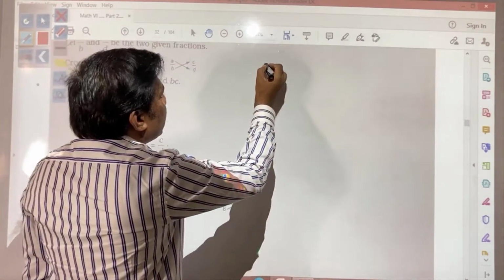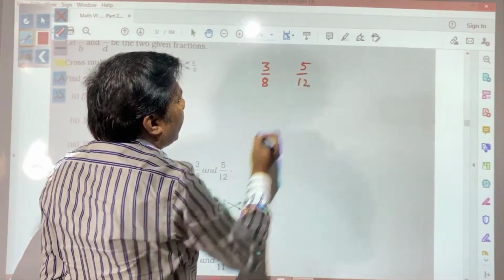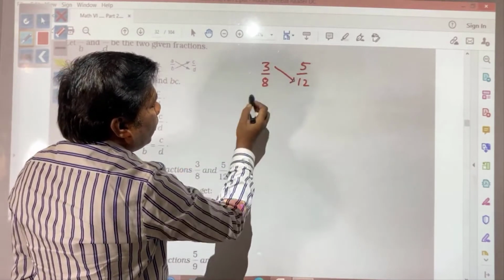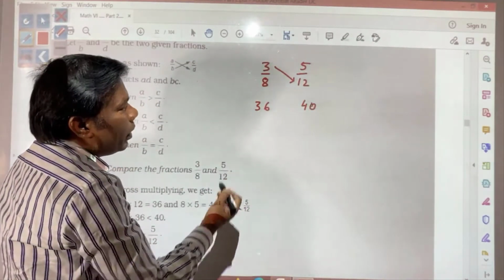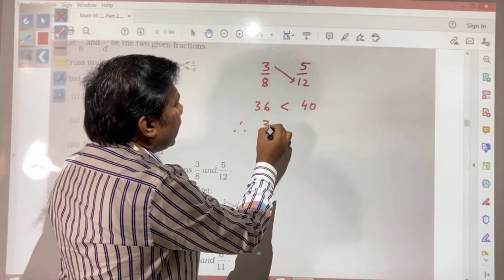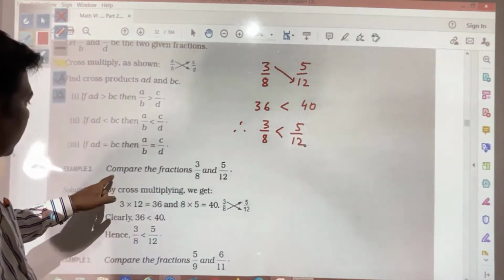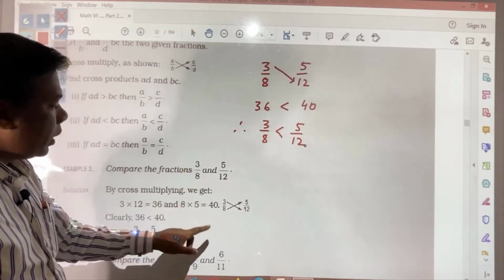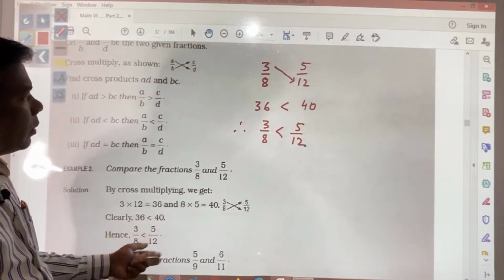Suppose we have 3 by 8 and 5 by 12. What is required to be done? This is required to be multiplied in this way. 3 into 12, 36, and 8 into 5 is 40. What have we found? 36 is smaller than 40. That's why 3 by 8 will be smaller than 5 by 12. Here you see, compare the fractions 3 by 8 and 5 by 12. By cross multiplying, what do we get? 36 and 40. So 36 is lesser than 40. That's why 3 by 8 will be lesser than 5 by 12.